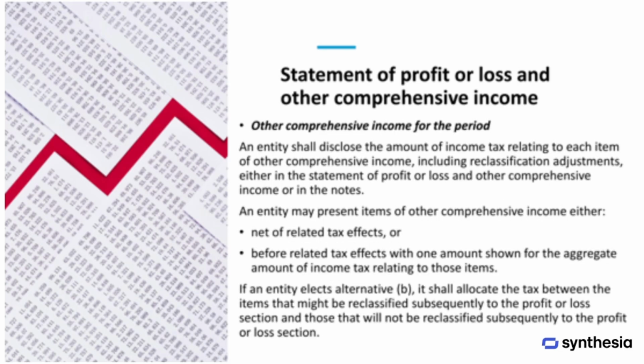An entity must disclose the amount of income tax relating to each item of other comprehensive income, including reclassification adjustments, either in the statement of profit or loss and other comprehensive income or in the notes. The entity has the option to present items of other comprehensive income either net of related tax effects or before tax effects, with one amount shown for the aggregate amount of income tax related to those items. If the entity chooses the latter option, it must allocate the tax between items that may be reclassified to profit or loss and those that will not be reclassified to profit or loss.